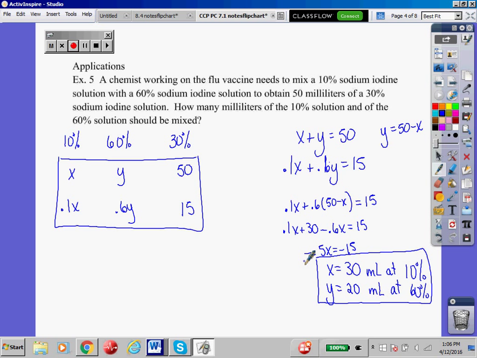All right, everybody got it? All right, let's flip and look at example 6.